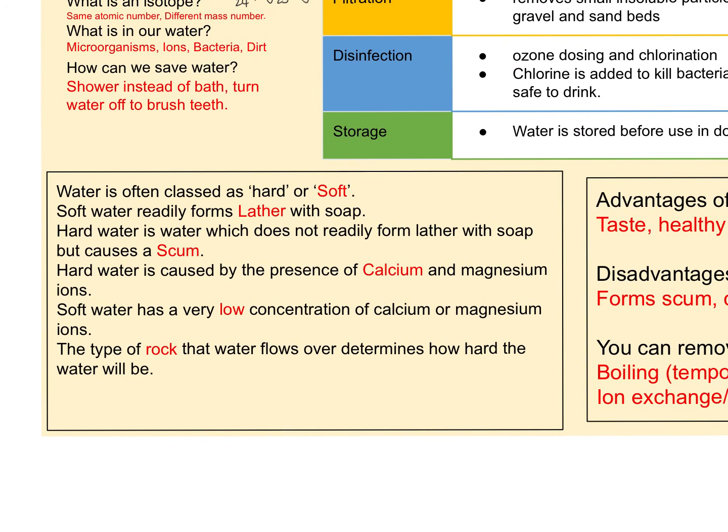Okay. Water is often classified as hard or soft. Soft water readily forms a lather with soap. Hard water, which does not readily form a lather with soap, forms scum. Hard water is caused by the presence of calcium and magnesium ions. Soft water has a very low concentration of calcium or magnesium ions. The type of rock that water flows over determines how the water will be, whether hard or soft.